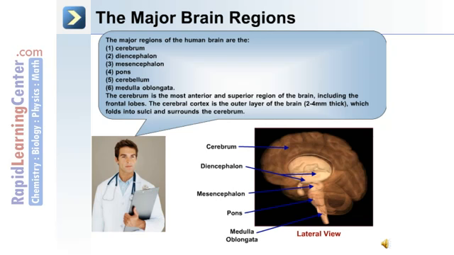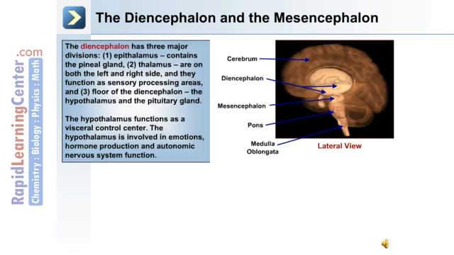The cerebrum is the most anterior and superior region of the brain, including the frontal lobes. The cerebral cortex is the outer layer of the brain, approximately 2 to 4 millimeters thick. This folds into sulci and surrounds the cerebrum. The diencephalon and the mesencephalon.